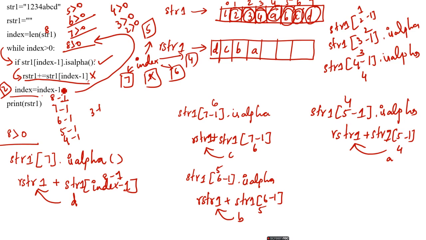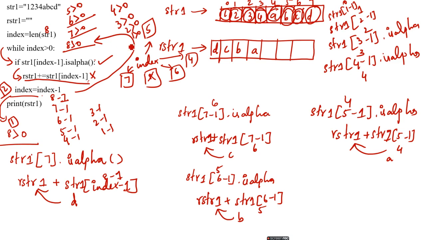We will come here. Index equal to index minus 1. Now the value of index is 2. 2 minus 1, it is 1. The value of index is 1 now. Again, we will go back to the loop. We will check the condition 1 is greater than 0. Condition true. Again, we will check str1 of 1 minus 1, that is str1 of 0. That is not an alphabet, it is a digit. So this statement will not get executed. We will again perform index equal to index minus 1. 1 minus 1, it is 0.